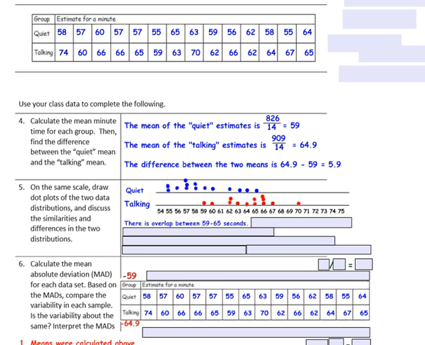When you're looking at the overlap, you want to look at where the dots are in common on the number line. So starting from 59 all the way over, here they're not overlapping, but if we go back here, these are overlapping. So the overlapping section is actually between 59 seconds and 65 seconds.